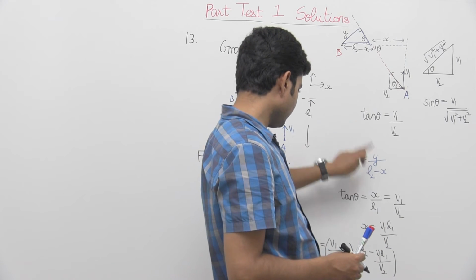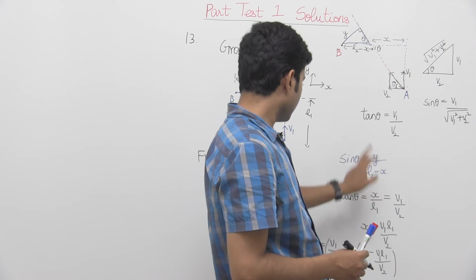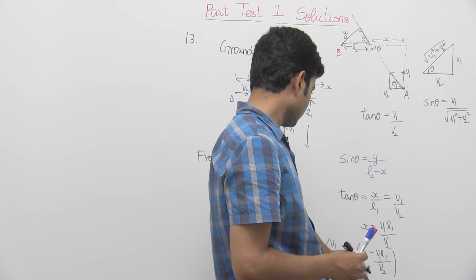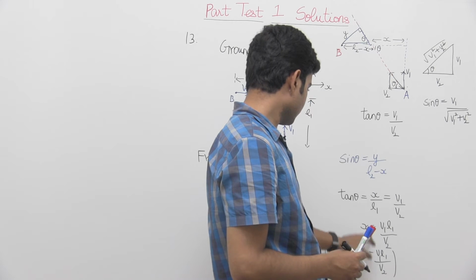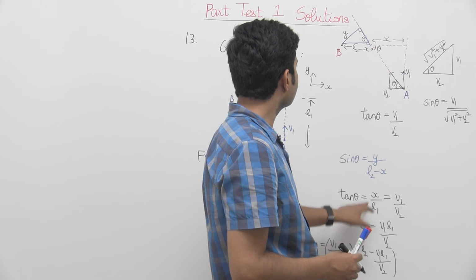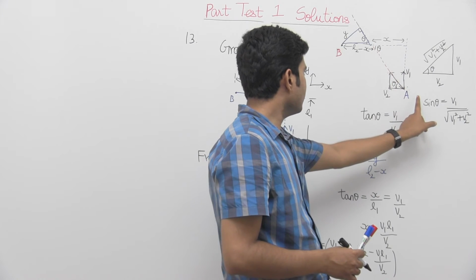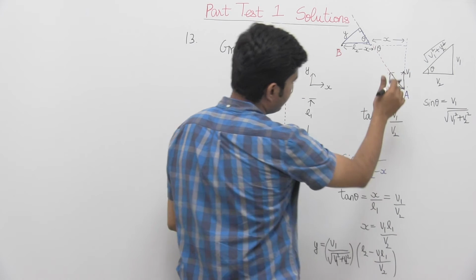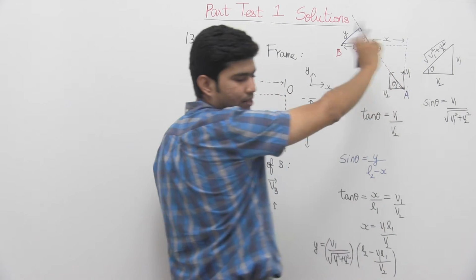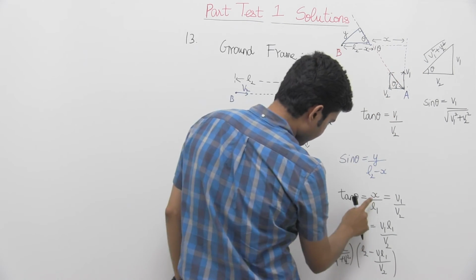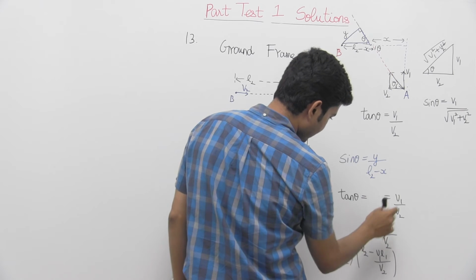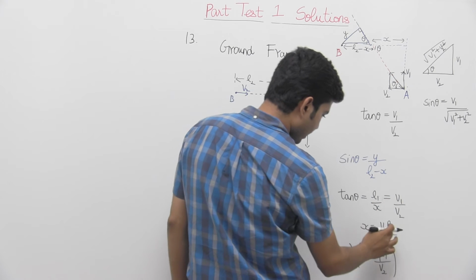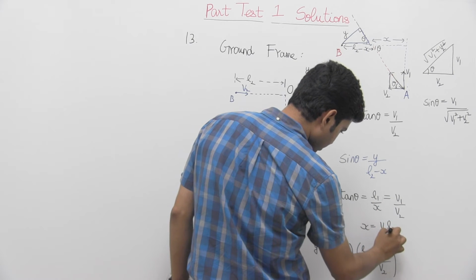Tan theta is V1 by V2. Tan theta is x by L1, right? No, actually in this right angle triangle, tan theta is different. Height is actually L1 by x. So we have to replace this thing. L1 by x it is. So from here, x comes out to be L1 V2 by V1.